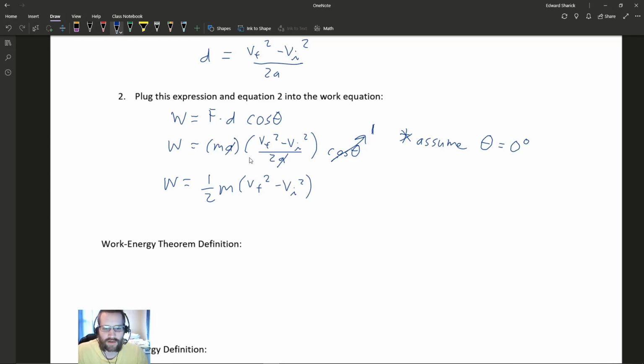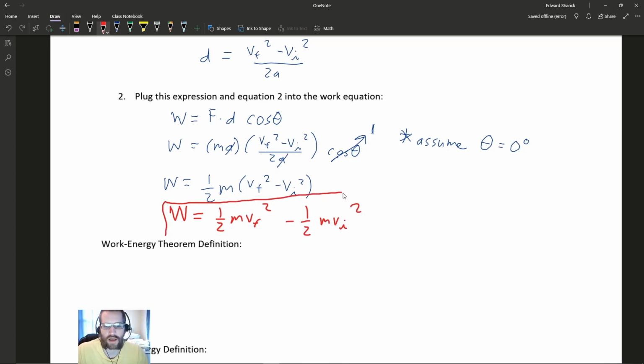So I get a 1/2 from here, the m from here, and I still have this v final squared minus v initial squared. And I'm just going to distribute this through and write this in one final way, and this is going to be our equation that we use, which is that work equals 1/2 m v final squared minus 1/2 m v initial squared. And this is the work-kinetic energy theorem.